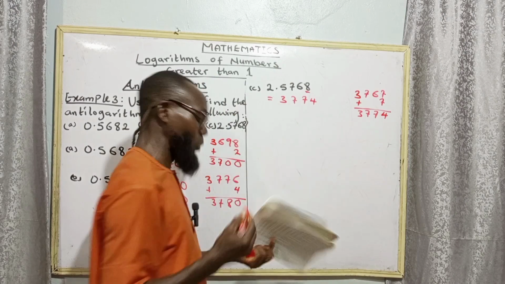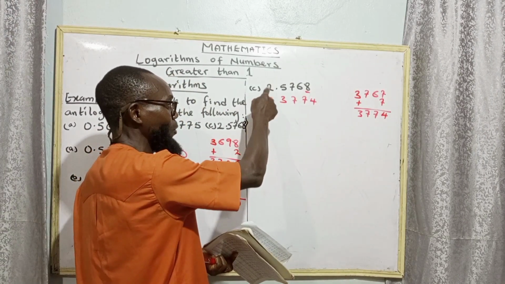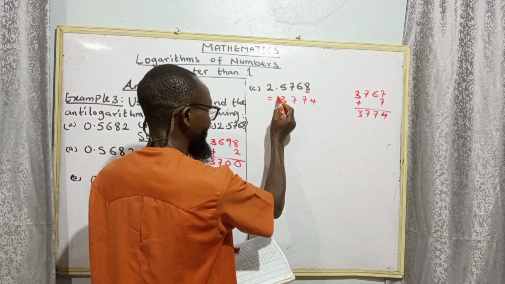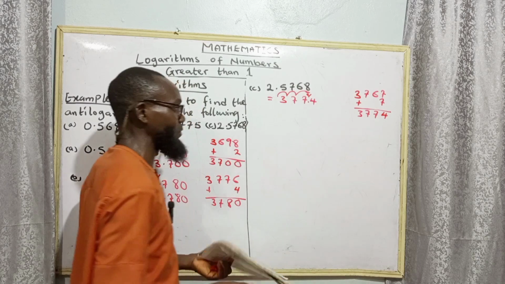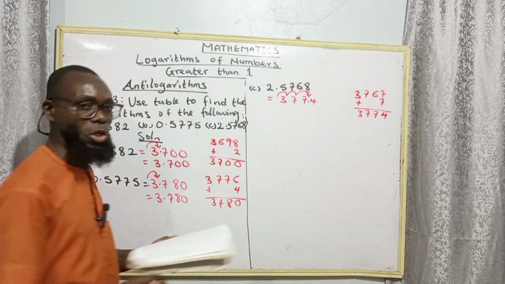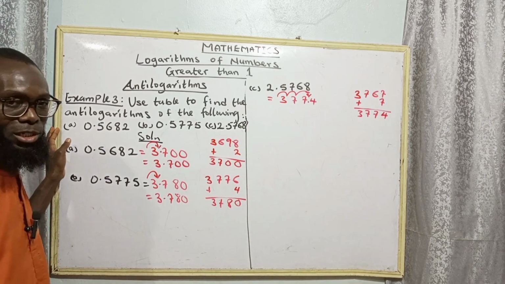To now locate our decimal point, you add 1 to this integer here. 1 plus 2, we have 3. You shift your point 3 times. 1, 2, 3. So we have 377.4. So this is how to check logarithms and antilogarithms.